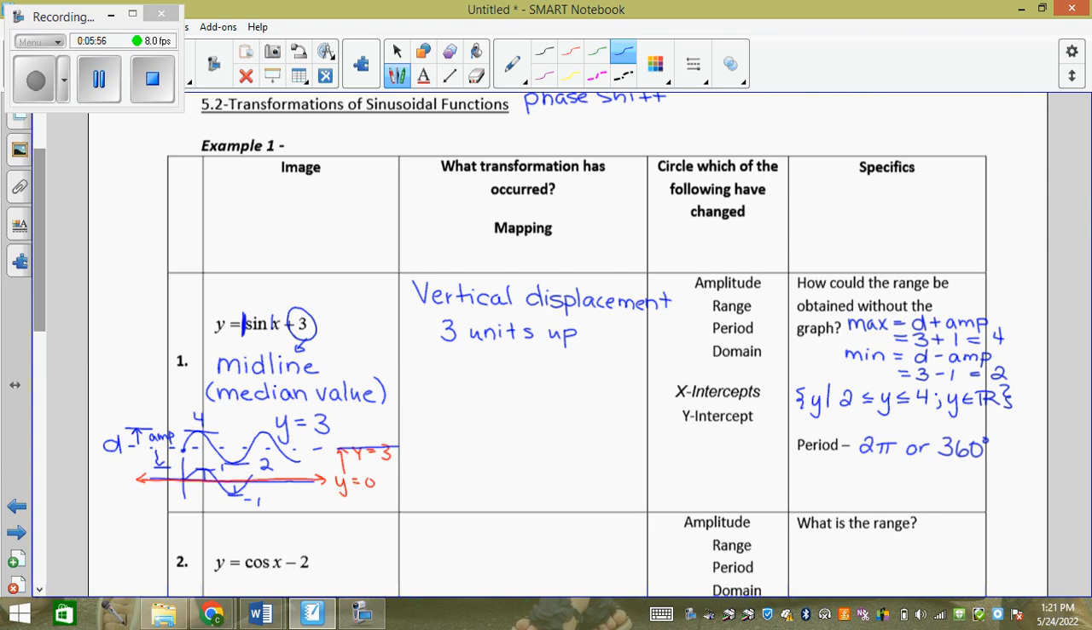So what does that 3 do? What does that number at the back do? All it does is it moves the graph up 3 or down 3, correct? So it changes the range. Your D value is going to change your range, because it's going to take the whole graph and shift it up or shift it down. Okay.